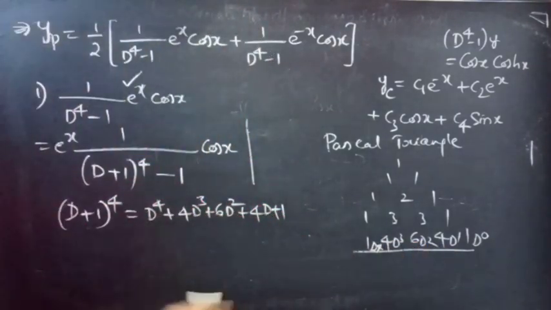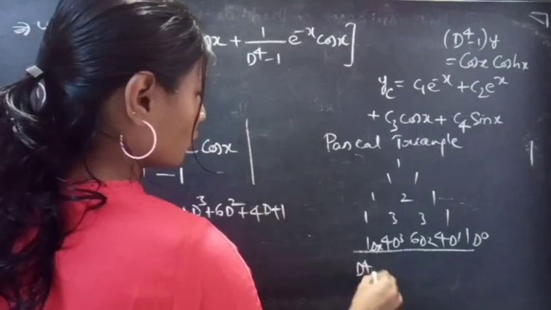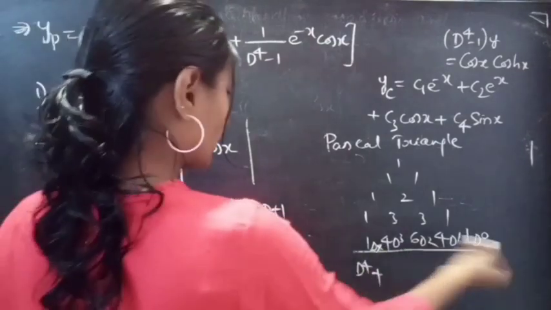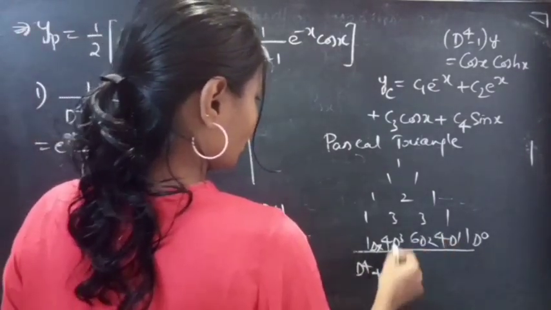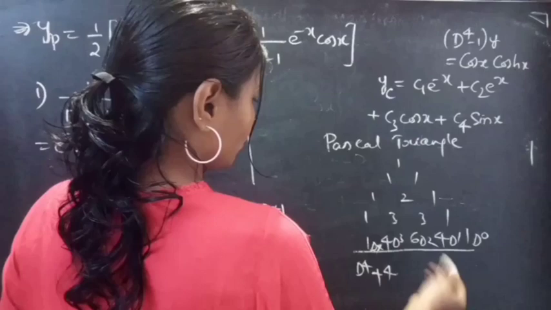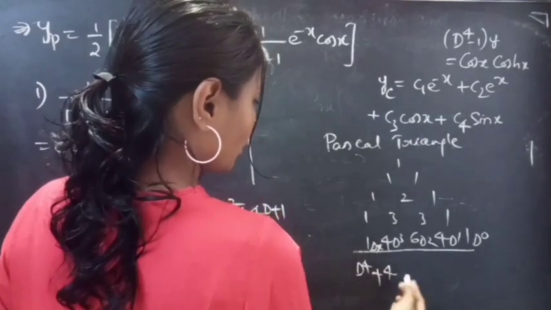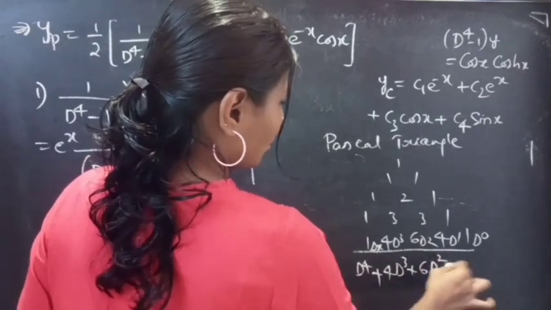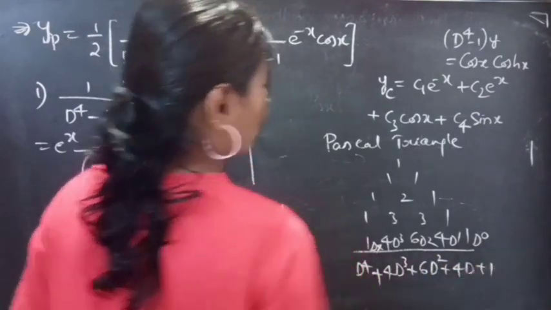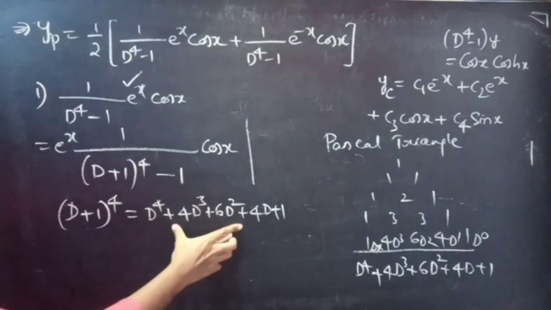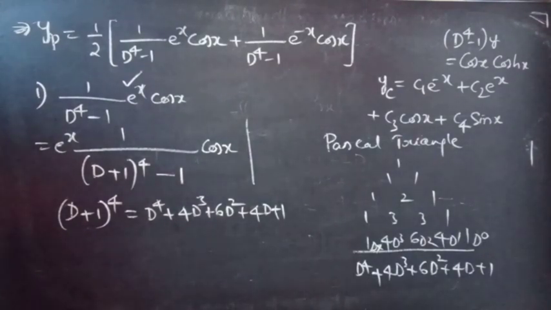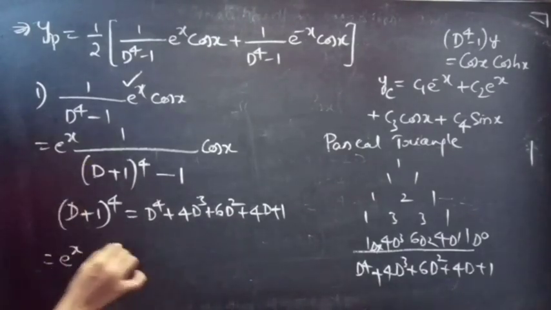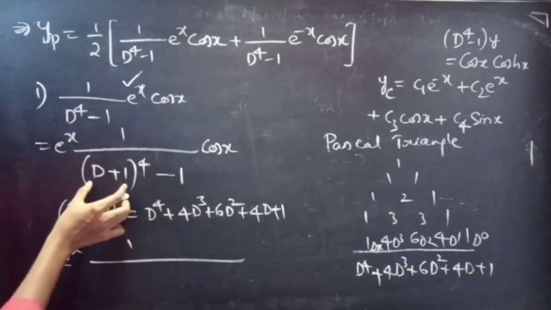So we'll get 1 into d power 4, d power 4 plus here we are having d plus 1 whole power 4, right? So we don't use alternate signs. Just write plus for every term in between two terms. Otherwise, 4d cube plus 6d square plus 4d plus 1, right? You'll get the same thing.